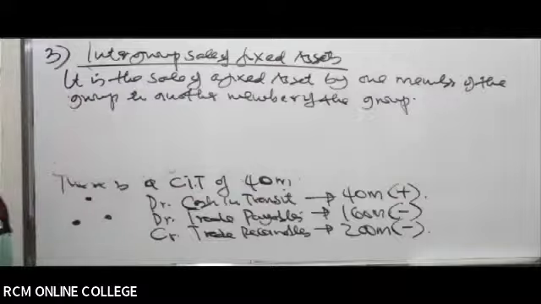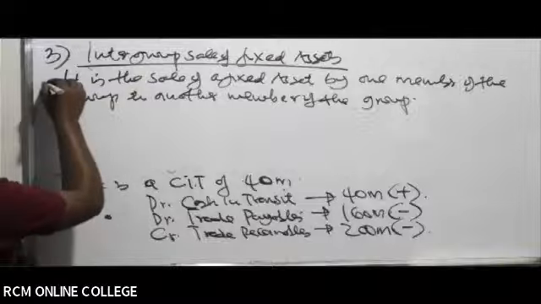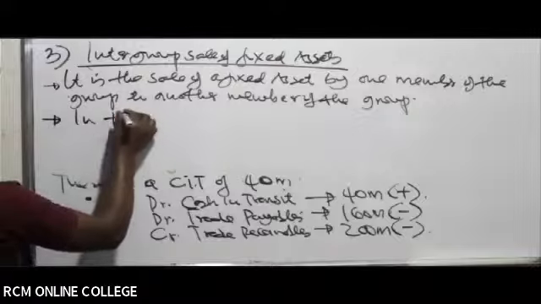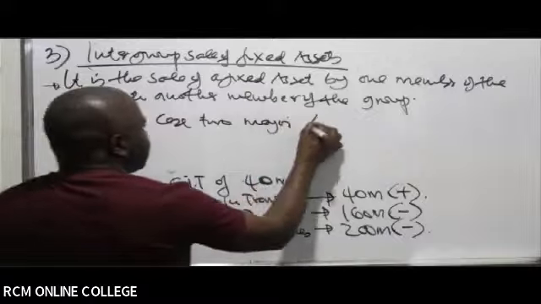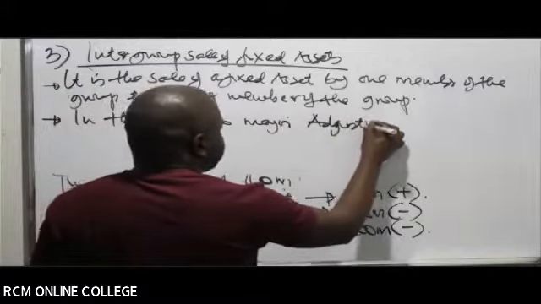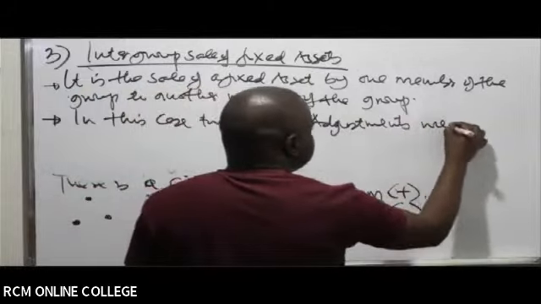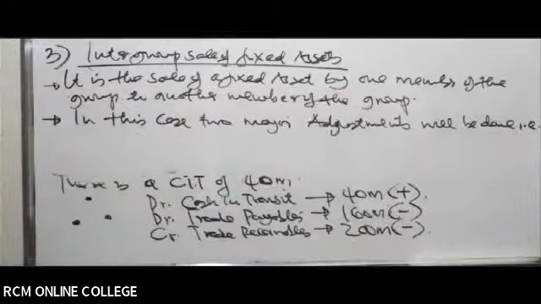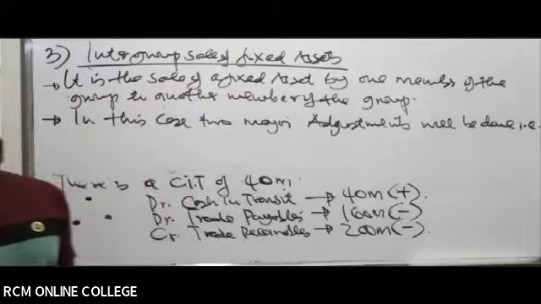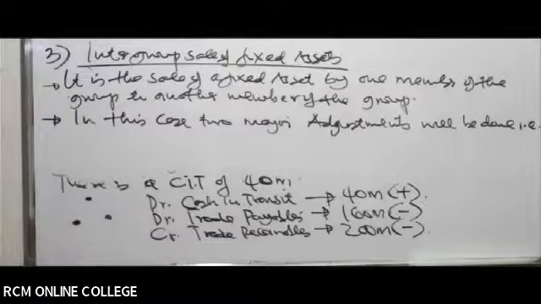So this one can actually happen. In case of this kind of transaction, two major adjustments will likely have to be made. Which are these two major adjustments? One member of the group sold a fixed asset to the other member of the group, and there are two major adjustments that will likely have to be done.